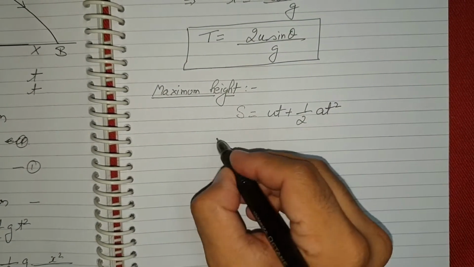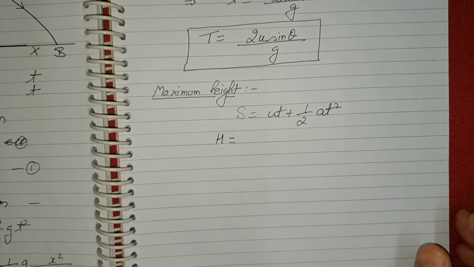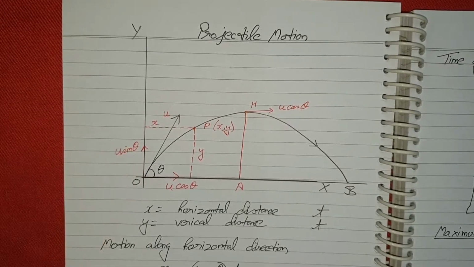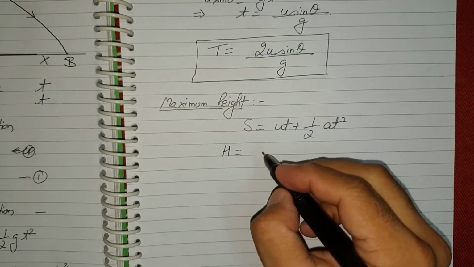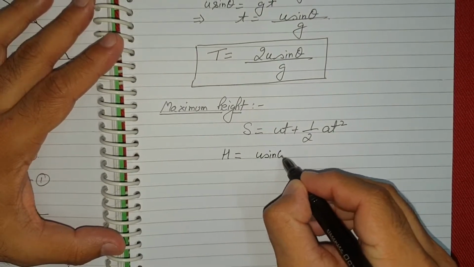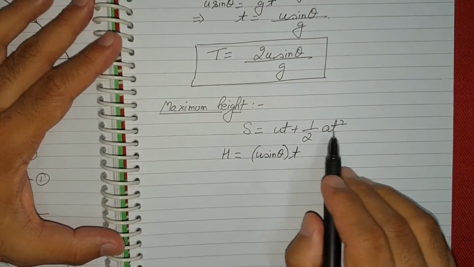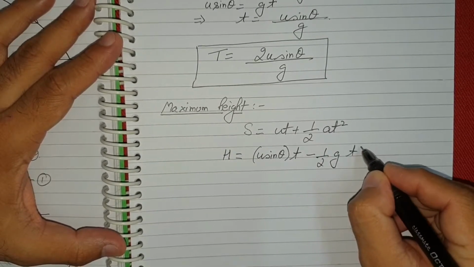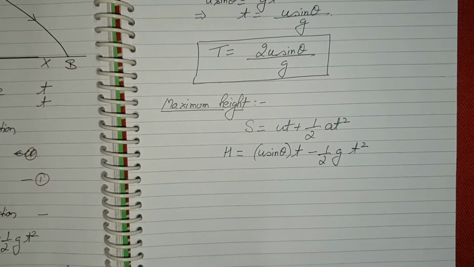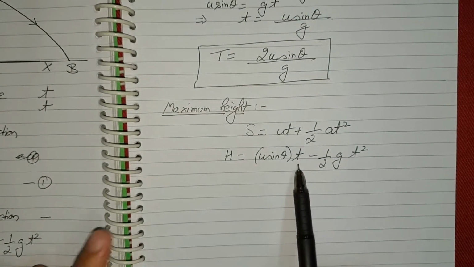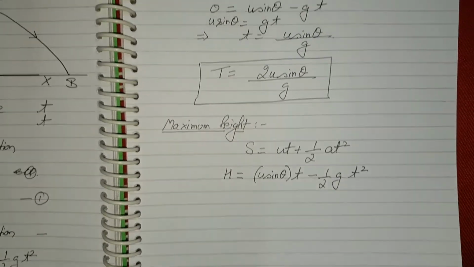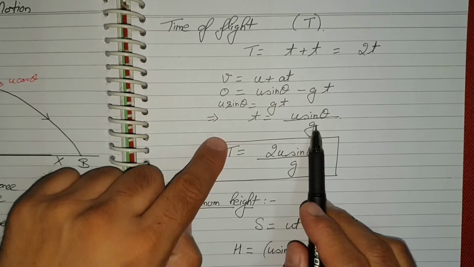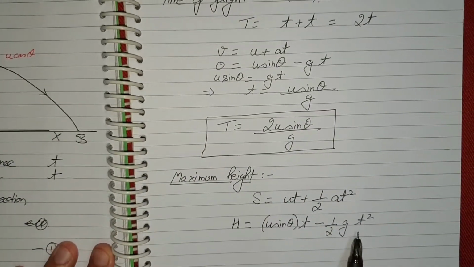Now applying this, S we can take as height. We know that initial velocity is u sin theta. This is the initial vertical velocity. So this is u sin theta into t. We know that a is minus g. We can directly write this as minus half g t square. Now we also know what is t. T is the time taken to reach the maximum height, which was t equals u sin theta by g. So substituting this in t.